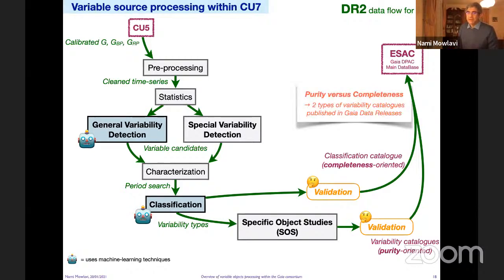Purity versus completeness is always a challenge that we try to overcome, and the approach we have taken for DR2, and we will also take for DR3, is to publish two types of variability catalogs. One from SOS, oriented for purity, and the other one from classification that have more stars, completeness, but the purity might be less complete.